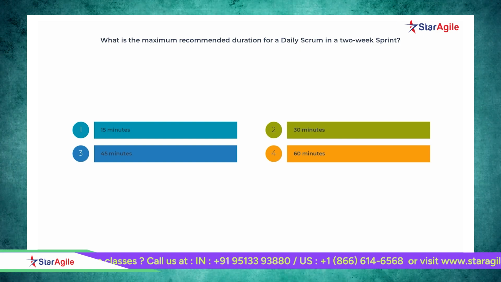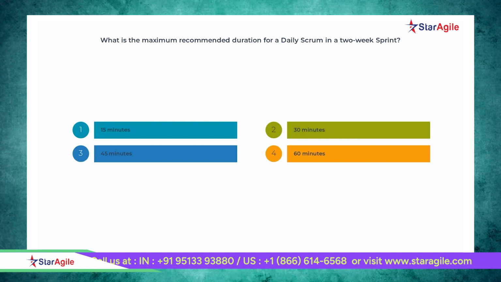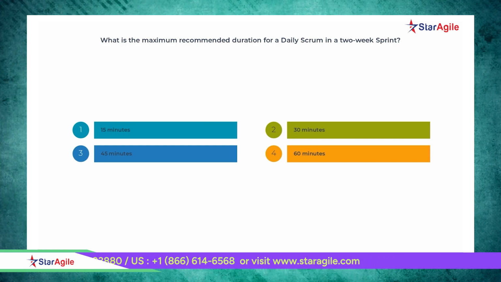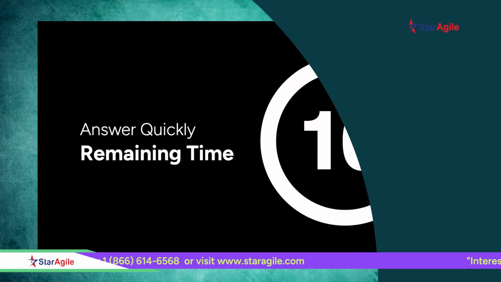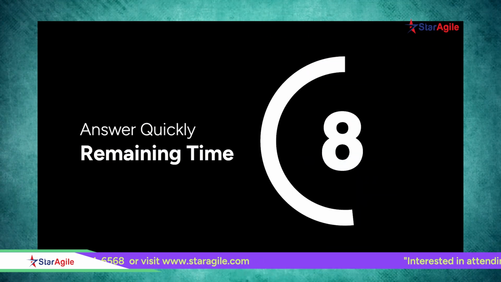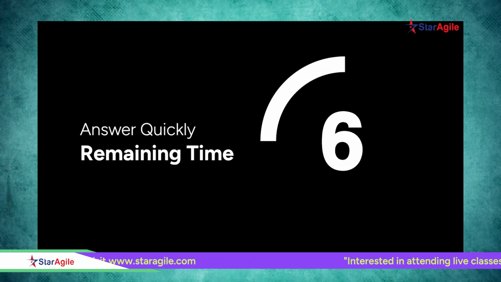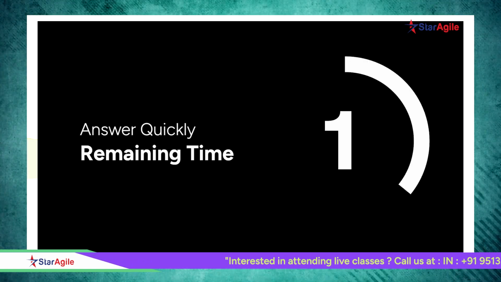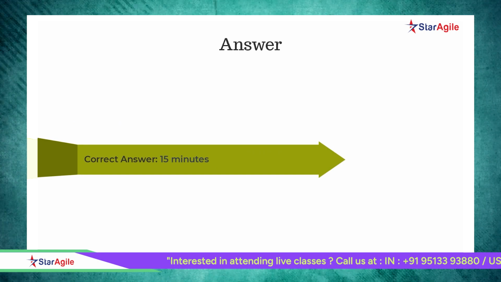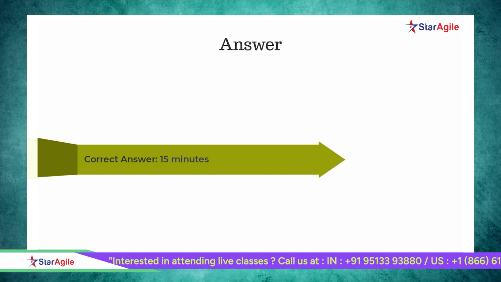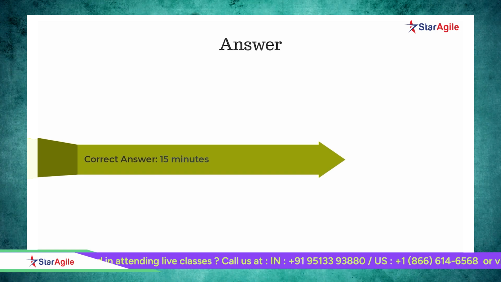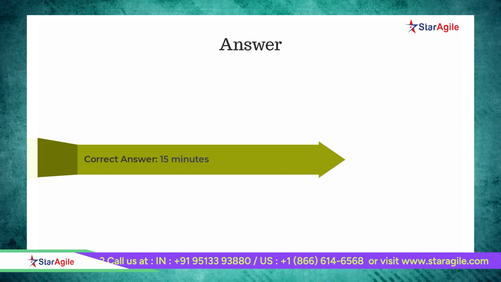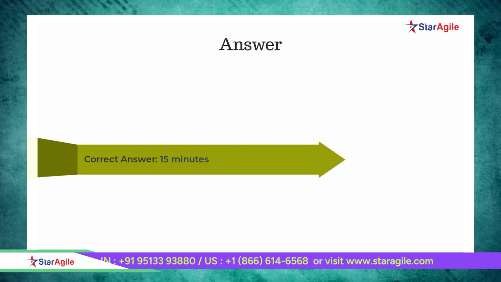Is it 15 minutes or 30 minutes or 45 minutes, or is it 60 minutes? You would have nailed this one. The correct answer is 15 minutes. Daily Scrum typically has a duration of 15 minutes. This time-boxed approach ensures that the meeting remains focused, efficient, and effective.